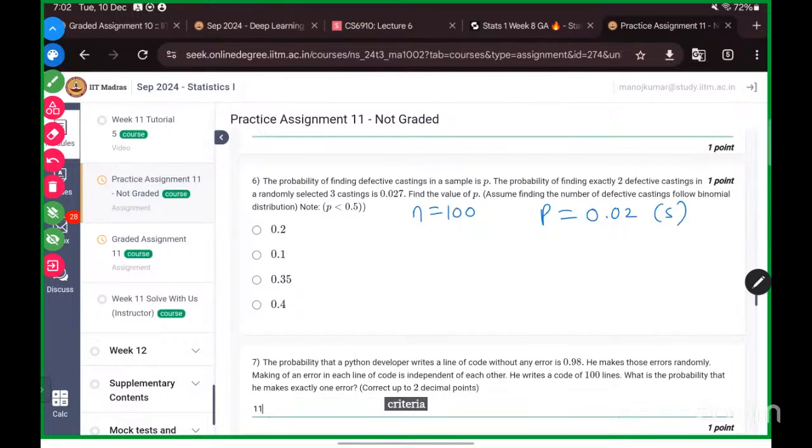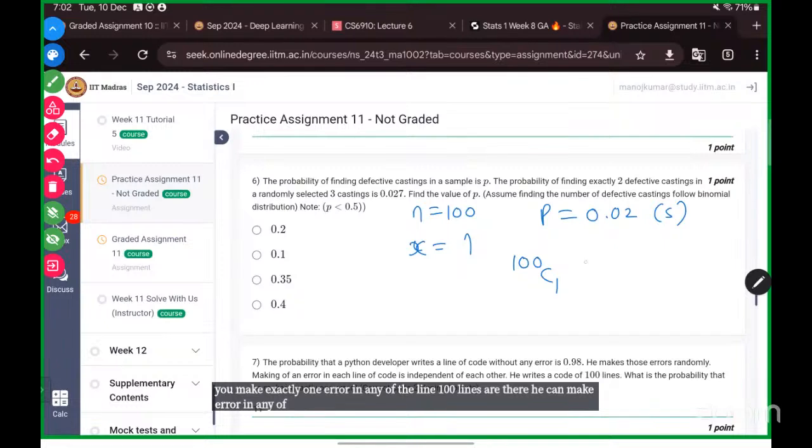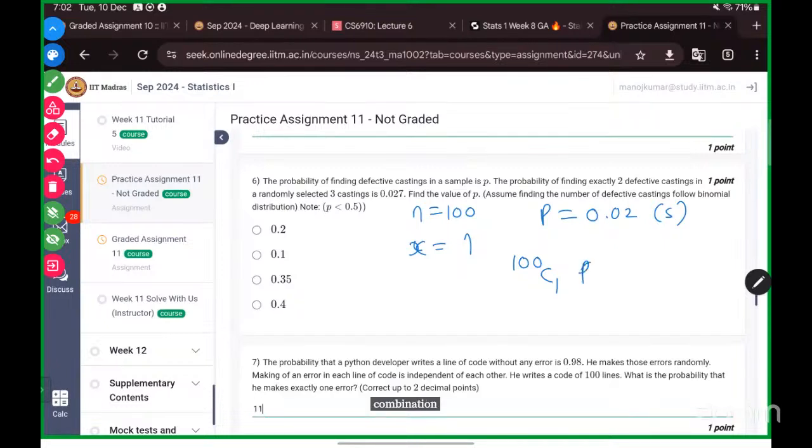Then they are asking what is going to be the value when x is exactly equal to 1. So this is what you have to find out. 100 C 1, since he makes exactly one error in any of the 100 lines, so we have to take the combination. Then 0.02 power 1 and 0.98 power 99, something like this. If you solve this, you'll get the answer.